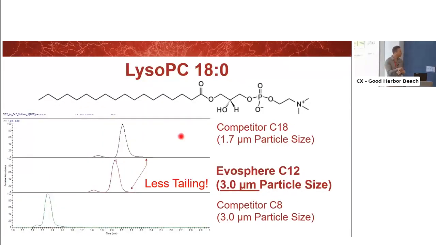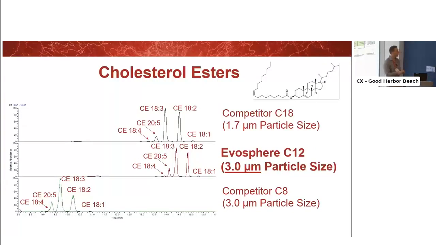Same thing, same story here. More tailing on the Waters, way less tailing on the Evosphere, and it gets better as the data goes on too. So for cholesterol esters, you can see how much tighter these peaks are on a 3 micron versus a 1.7. And what I found out basically is that the C8 is not so great for lipids. So I really centered in on C12 versus C18 because those seem to be the most usable.